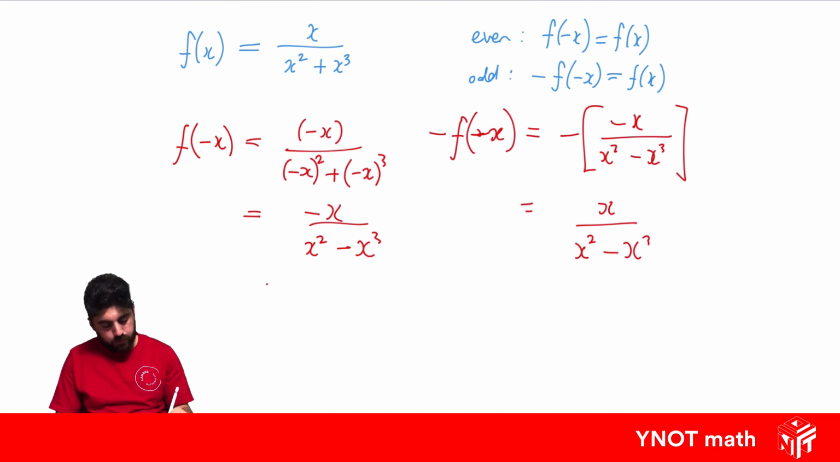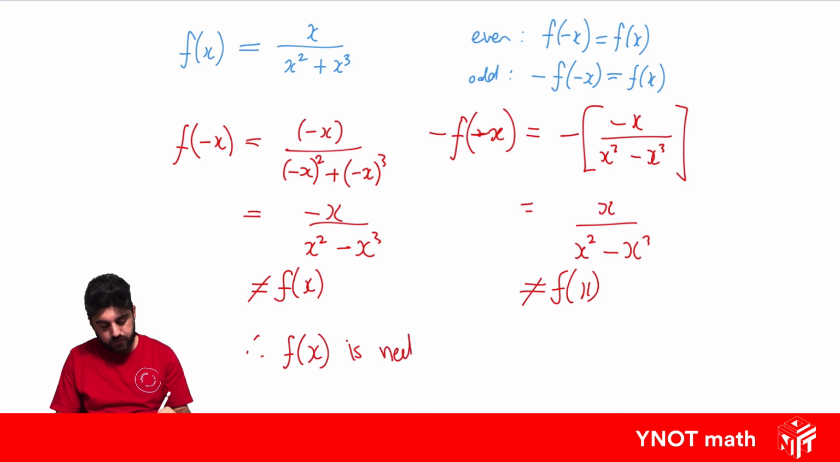So we should have had a statement here saying that it doesn't equal f of x, and this one also does not equal f of x. So therefore, f of x is neither odd nor even.